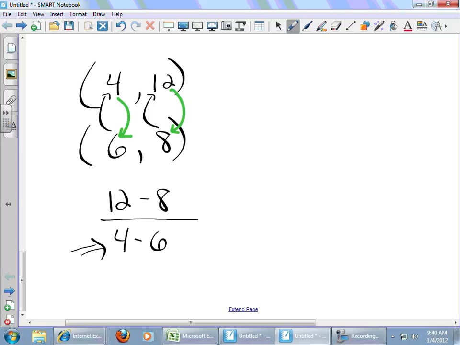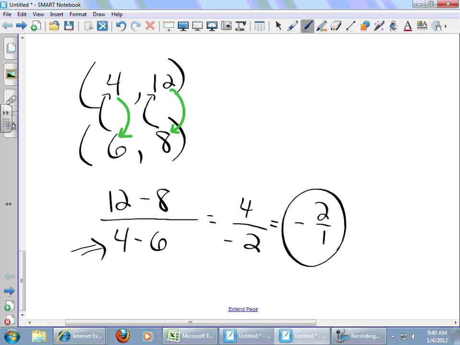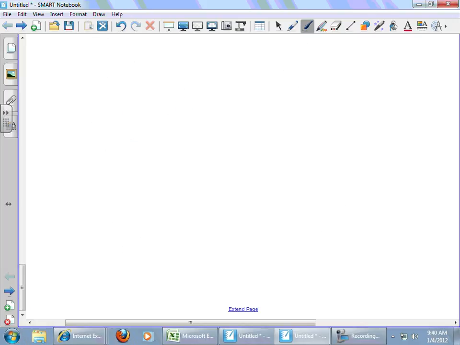All right, so 4 minus 6 is negative 2, and 12 minus 8 is 4, and I can simplify that fraction into a negative 2 over 1. You could go all the way to negative 2, but because it's slope, I like it to be a fraction. What I'm actually doing is using a formula that looks like this.